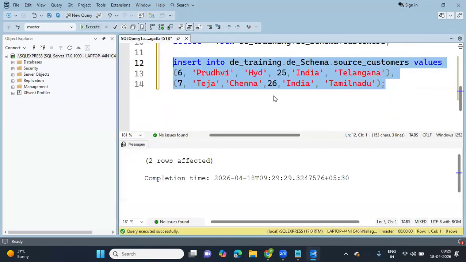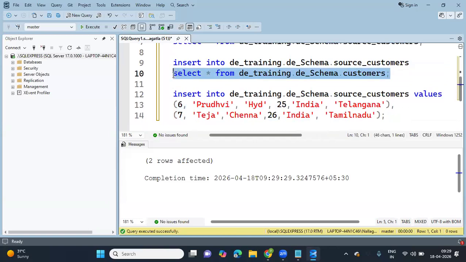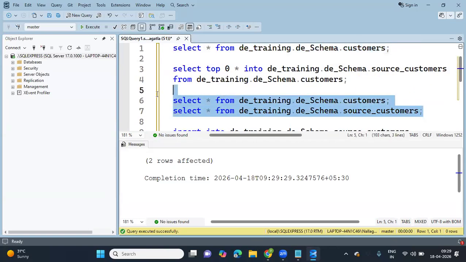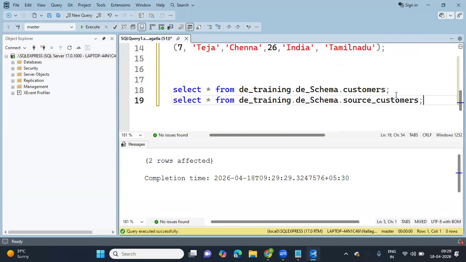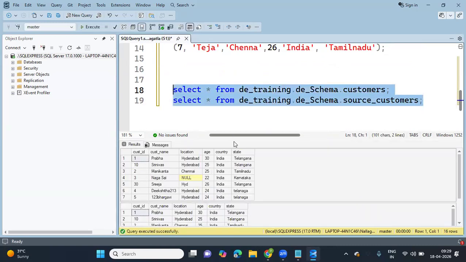Now, if you see, the source table has two additional rows. Let's copy these two. I'm explaining the real-time scenarios to you. Please focus. This will also be asked in interviews, and you will have to really implement it in our projects.